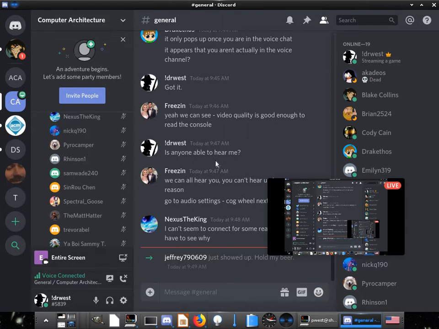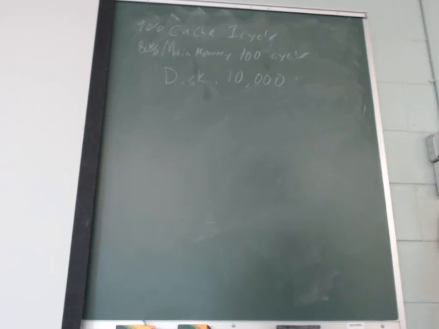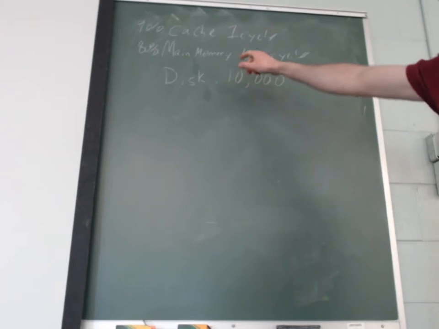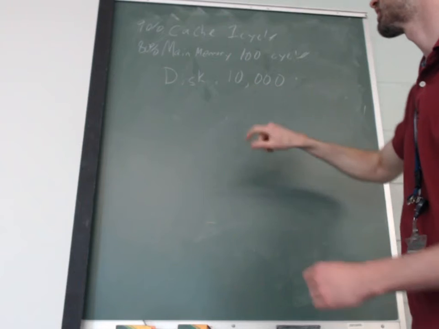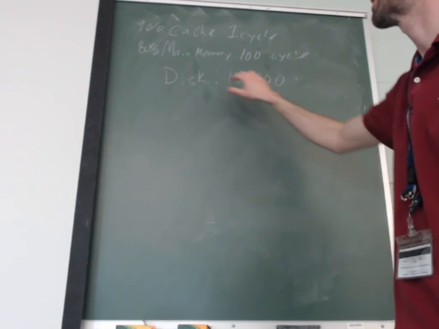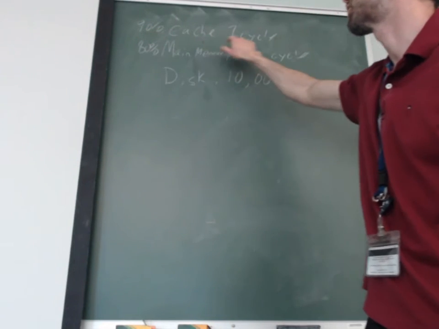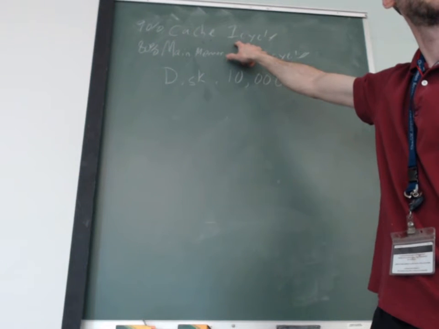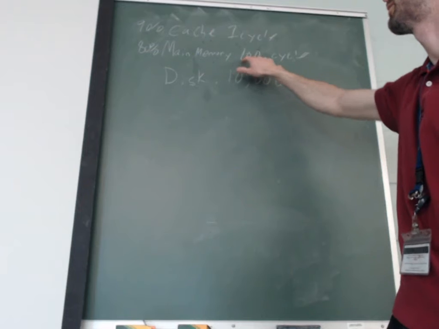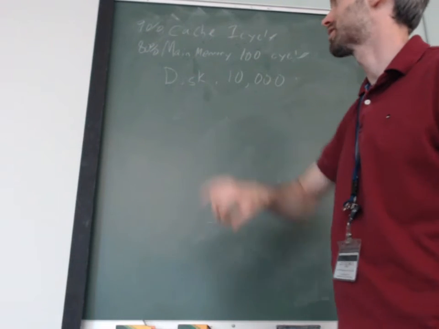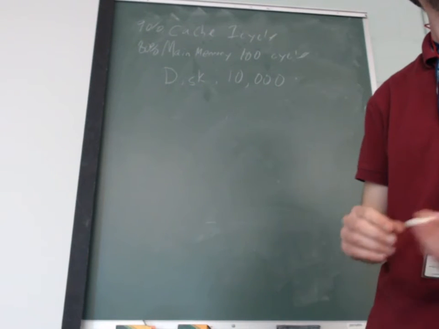Okay, so the idea here, cache takes 1 cycle, main memory takes 100, disk takes 10,000. We have 100 memory references. 90% of them go to the cache, which means they'll be serviced in 1 cycle. And then 80% of the leftover ones are going to go to main memory and take 100 cycles. And then what's left over goes to the disk. So how do we figure this out?